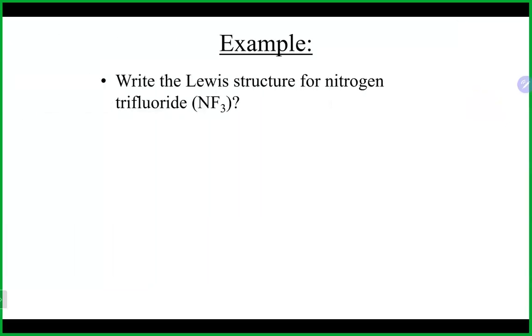All right, so let's see how that works together. We want to draw the Lewis structure for NF3. Nitrogen is group 5 on the periodic table, so it has 5 valence electrons. There are 3 fluorines. Each one is 7 from the periodic table. That is 26 valence electrons. So once again, I should have 26 valence electrons in my picture.